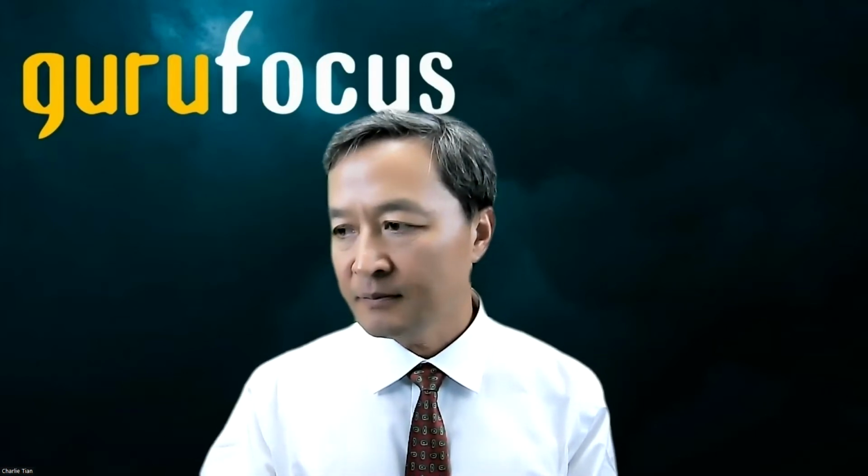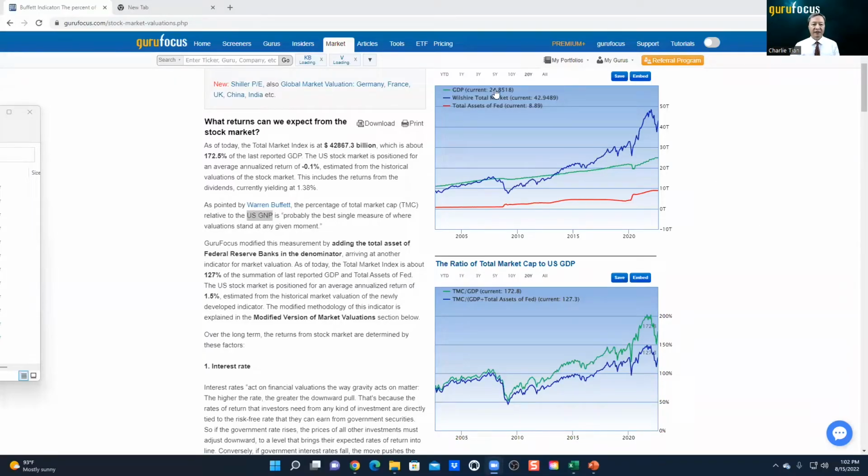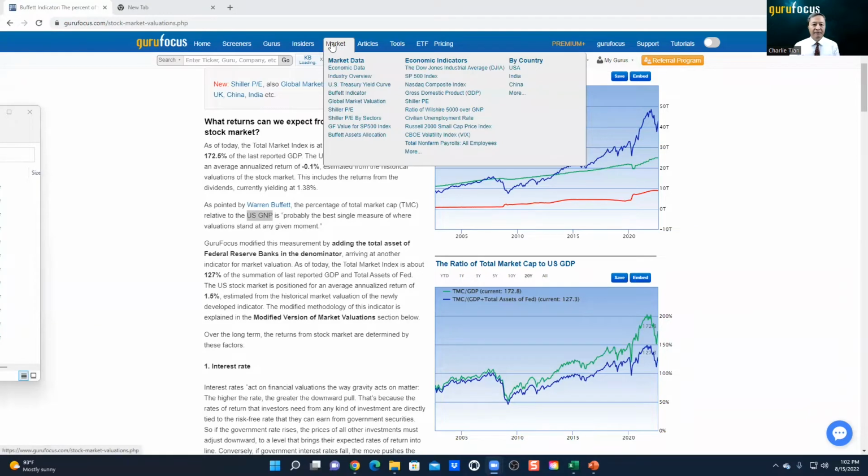Let me share my screen with you. This is the Buffett indicator, and it is under the Market tab here. Number 5 is the Buffett indicator, and number 6 is global market valuation, which is actually the Buffett indicator for the global market. In this video, I'll cover both of them. We have separately Shiller PE and Shiller PE by sectors. I will do that in a different video.